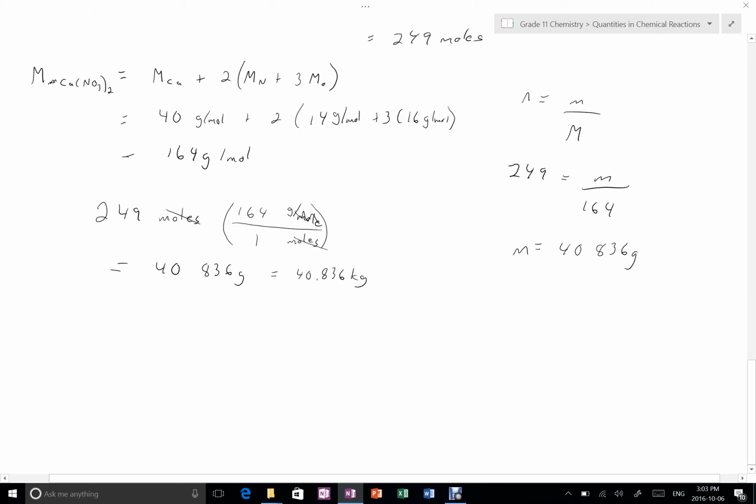Remember, in chemistry, and this is always going to be the case, we're always going to be going to moles and out of moles. So we could be coming from mass, or we could be coming from a number of particles to moles, and then we could be going out to mass, or we could be coming out to number of particles.